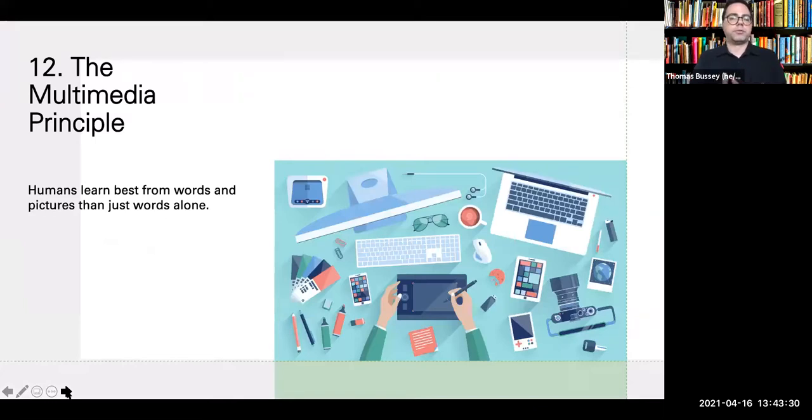Number 12. This is known as the multimedia principle. And the idea here is that learners learn better from words and pictures than just words alone. So quite often, especially at the collegiate level, we give students readings out of the textbook, and I don't want to suggest that those readings aren't useful. However, if we're only giving them access to information in that way, that's not particularly efficient.